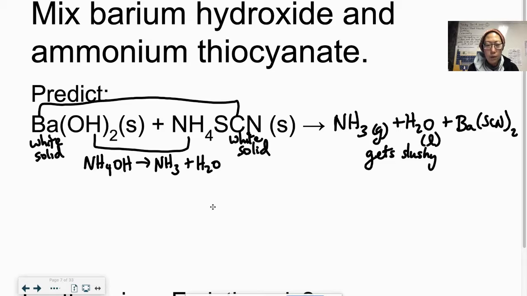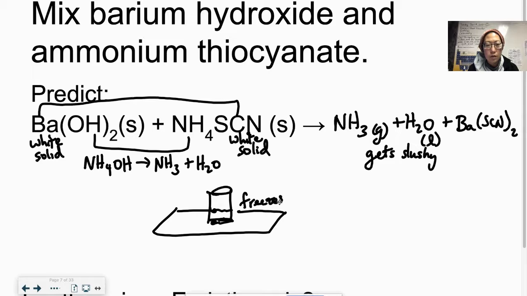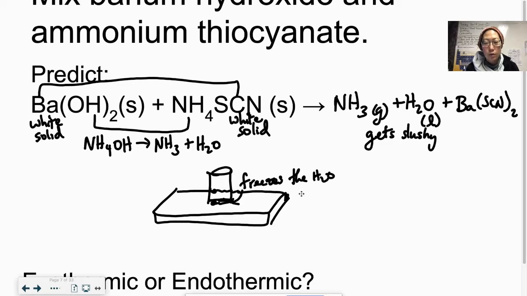The other thing is, usually I put this beaker on top of a big piece of wood, and put some water in here. The reaction is so cold that it actually freezes the beaker to the wood, freezes the water under the beaker, and then the beaker gets stuck to the piece of wood, and I can actually pick up this huge piece of wood with my beaker, and it gets very, very cold. So this is an example of an endothermic reaction.